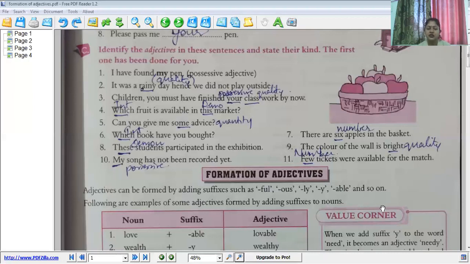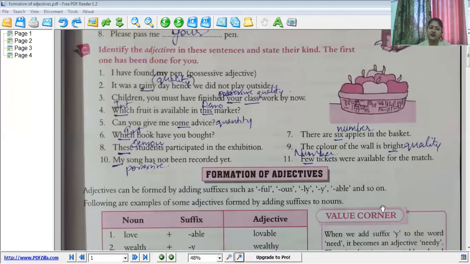Which is an interrogative adjective describing books. That book. The seventh sentence: There are 6 apples in the basket. So the number is specified. How many apples? 6. So 6 is an adjective of number.